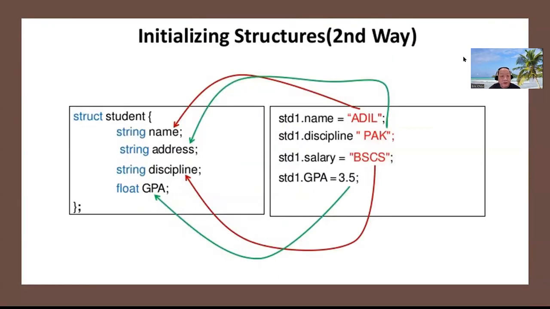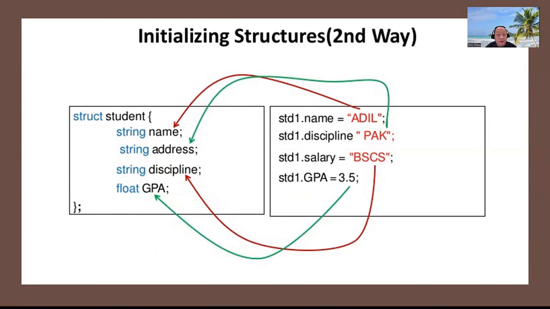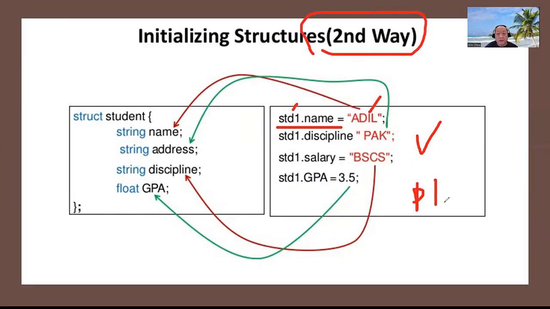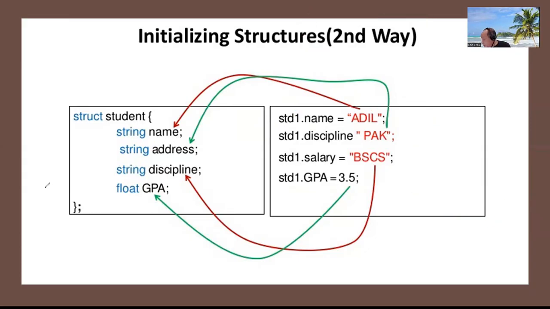Second one, you may use this one, the structure.name to be assigned with the value. This is the second way to do it. Okay, this one is like P1.x equals 3. So that actually is fine. Is that okay so far? That's the second way we can do it.